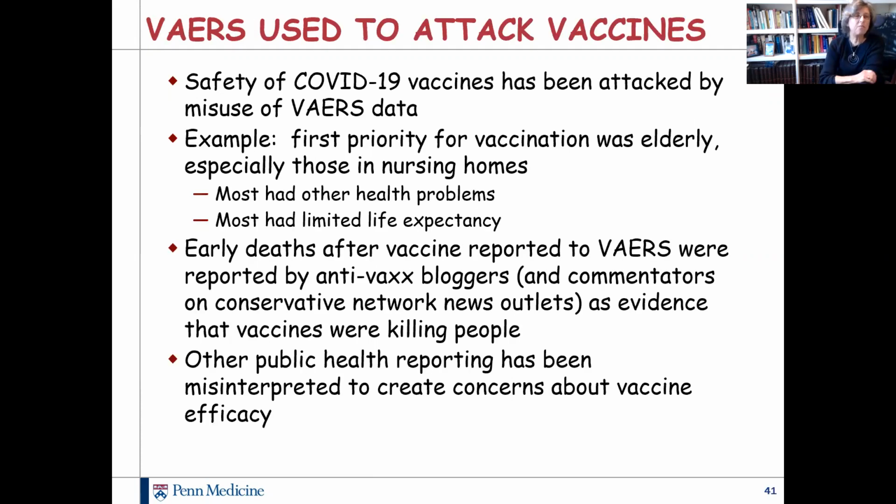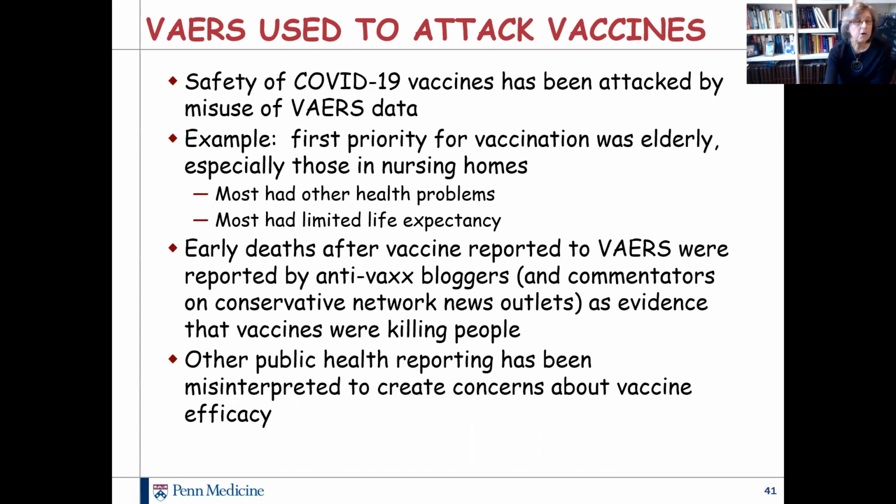And so these data have been used to attack the COVID-19 vaccines. The first priority for vaccination was older people, very elderly, especially those in nursing homes. Some of you may remember. So these people, most of them had other health problems, had limited life expectancy. Now, these deaths were reported to VAERS, and they were taken up by anti-vaccination bloggers and commentators on conservative news outlets as evidence that the vaccines were actually killing people.